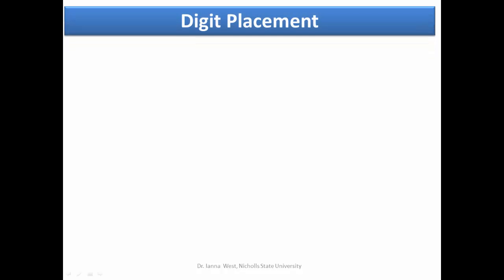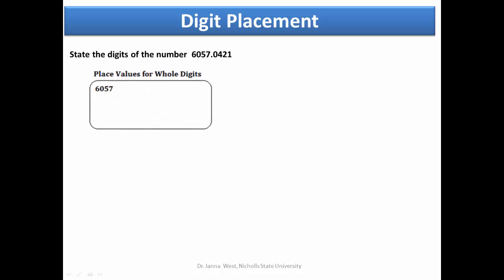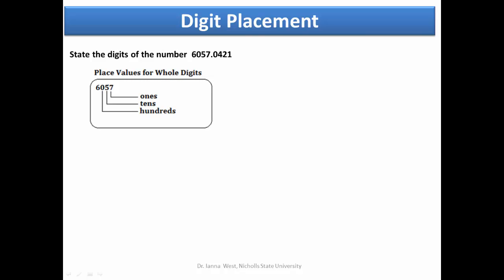We will begin this section with digit placement, starting with the digits of the number 6,057 and 421 10,000ths. The number to the left of the decimal point is the whole part of the number, and the number to the right of the decimal point is the fractional part of the number. We will start with the place values for the whole digits. The 7 is in the ones place, the 5 is in the tens place, the 0 is in the hundreds place, and the 6 is in the thousands place.